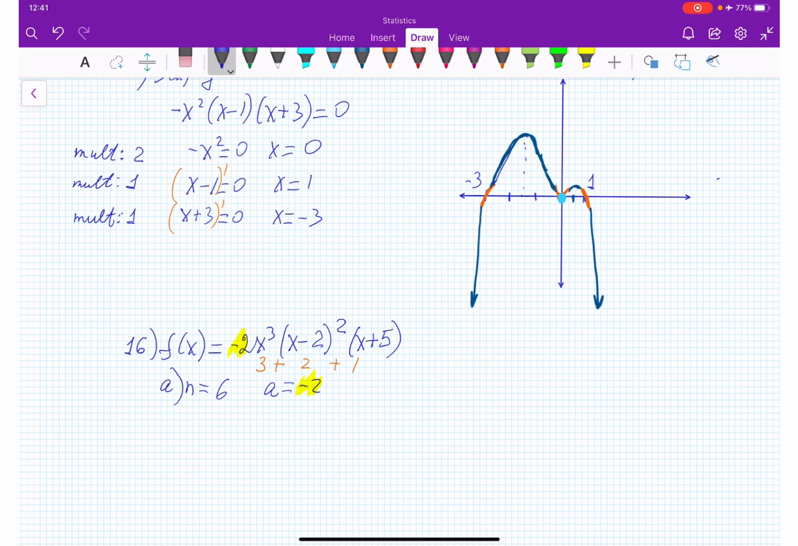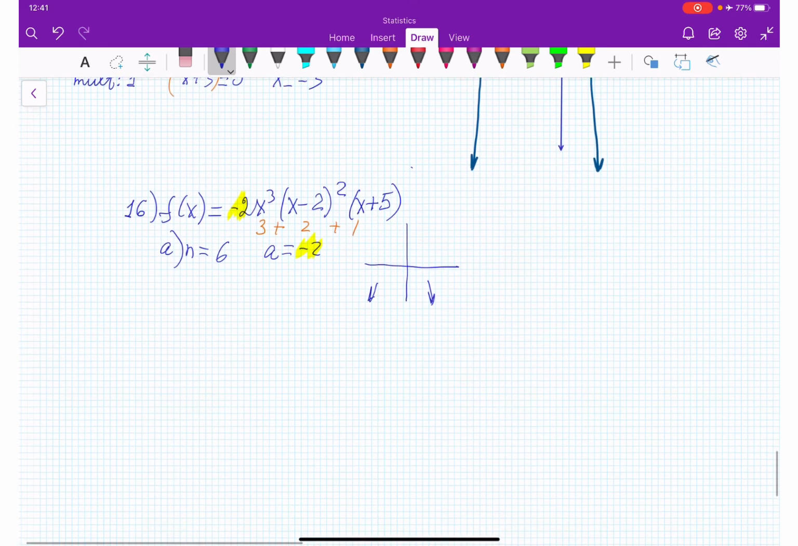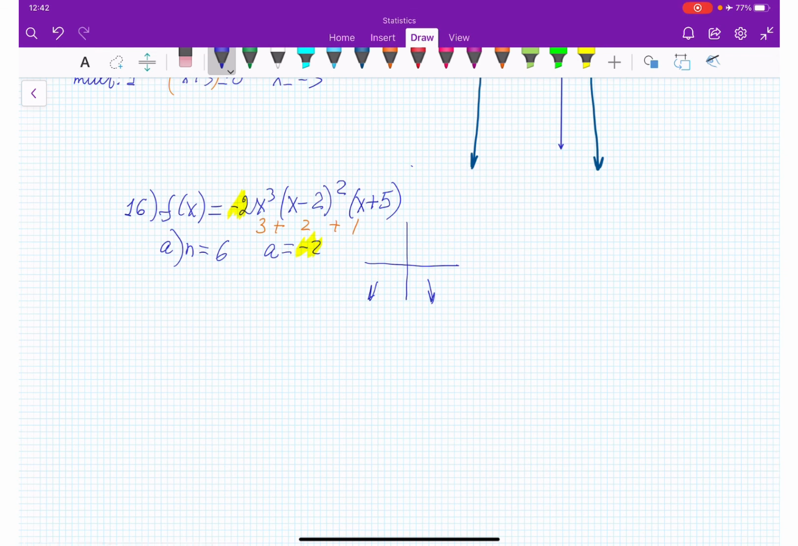Which means we are going to have end behavior going down. Both of them are down because a is negative. Yes? So this is how it's going to look. Negative, and n is even, so going down. Okay, next we need to find our x-intercept.